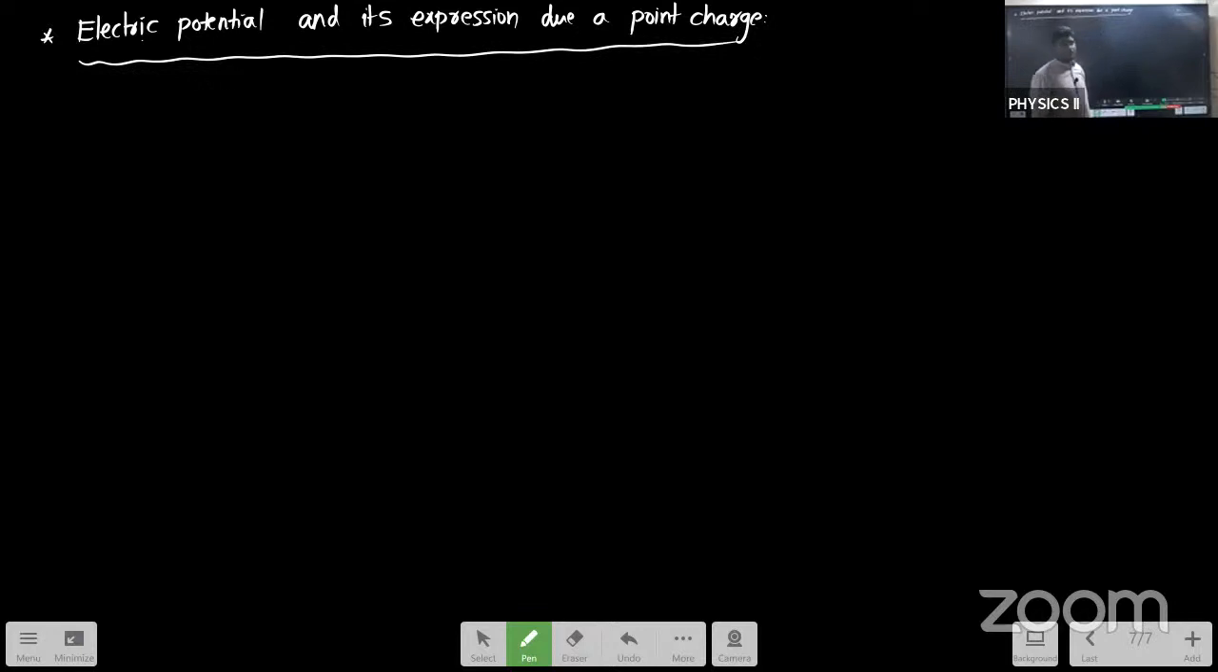Electric potential and its expression due to a point charge. Due to what? A point charge. Its expression due to electric potential and expression due to what? A point charge. So let us first of all understand what is the meaning of electric potential.